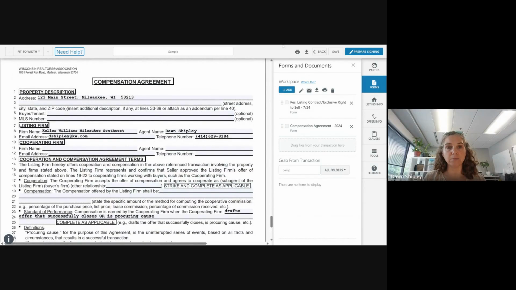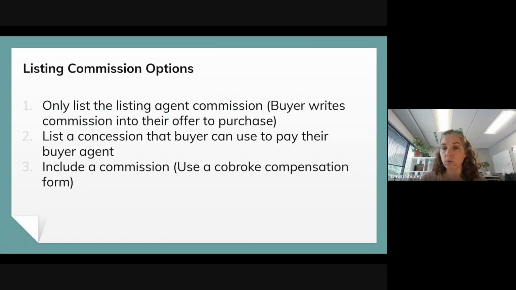Most sellers, what I am seeing, are going with option 1 or option 2. The commission with the co-broke compensation form adds another level, another step to the listing, writing an offer, figuring out commissions. What most sellers are finding easiest and what most agents are finding easiest is to write a commission or concession into the offer to purchase. So that means option 1 or option 2. And so the question becomes, does the seller want you to specify when you're talking to co-broke agents that they're offering a certain amount, or do they want to see what you'll write into the offer to purchase?